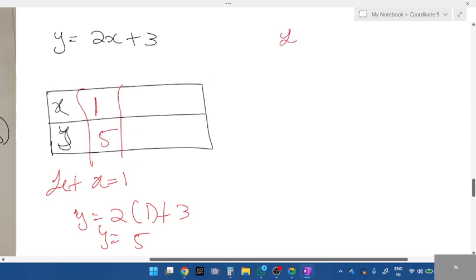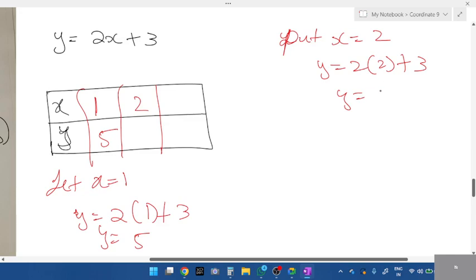Next. Put X is equals to 2. Or you can take 0, you can put even minus 1, anything. Okay, if I take X is equals to 2, substitute 2 into 2 plus 3. What do we get? 4 plus 3 is 7.